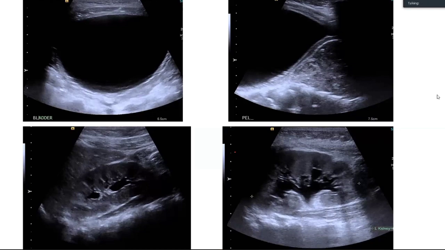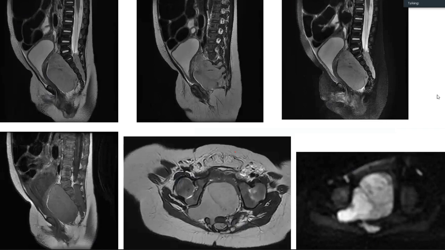So this is an MR of the same patient. And you can see that we have a low T1 signal lesion posterior to the bladder, iso to high T2 signal. And this is anterior to the sacrum. You can see that it is insinuating through the sacral foramina into the greater sciatic notch.